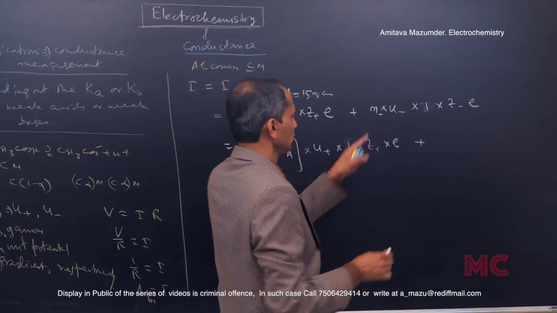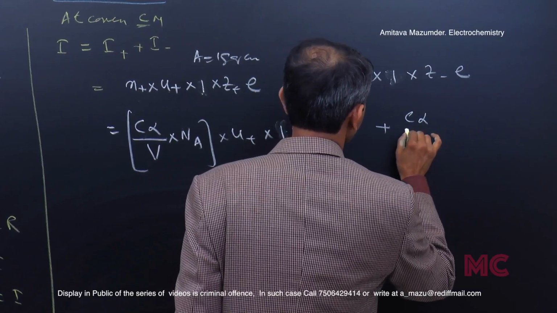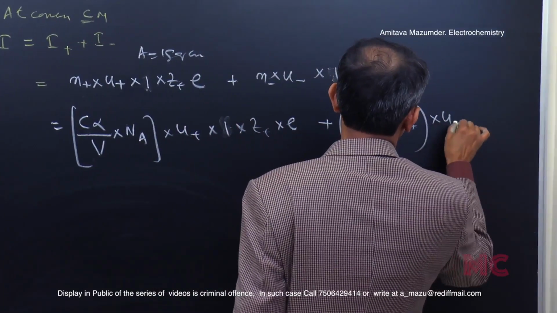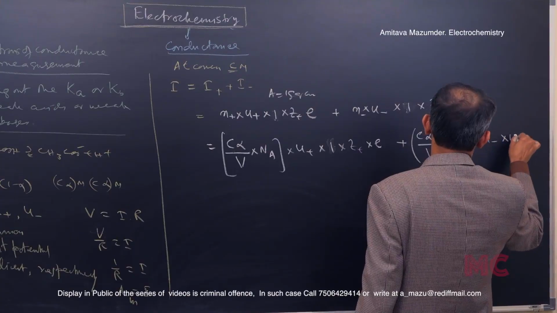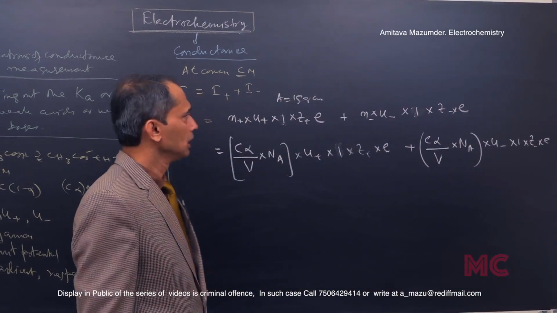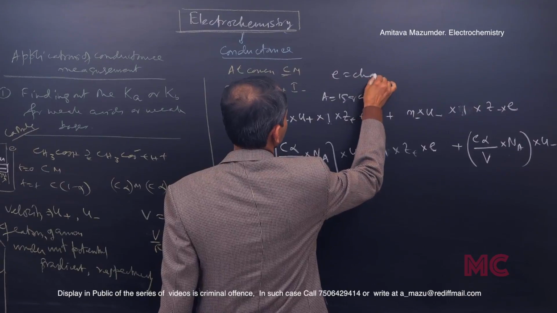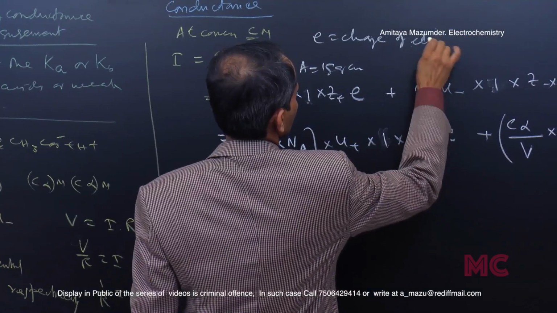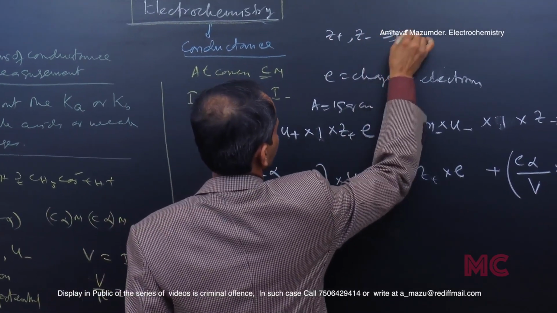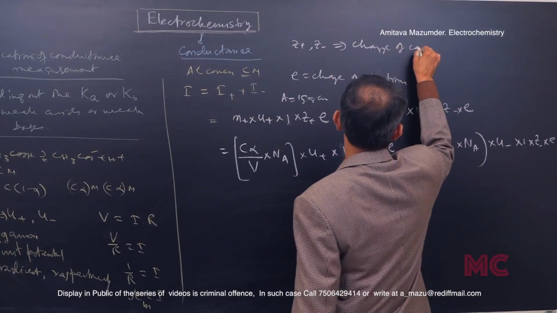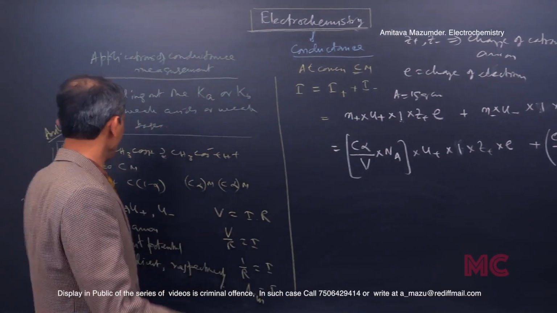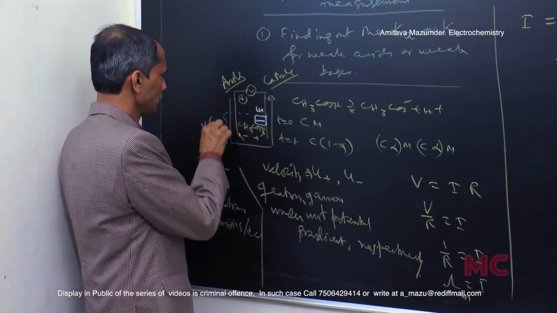And what is N minus? We have to substitute N minus by basically C alpha moles of acetate divided by V into Avogadro number, multiplied by U minus as velocity at unit potential gradient, into 1 into Z minus into electronic charge E. Electronic charge E is the charge of electron. And here Z plus and Z minus are the charge of cations and anions. So this is the concept, and V is the volume of the solution in liter.